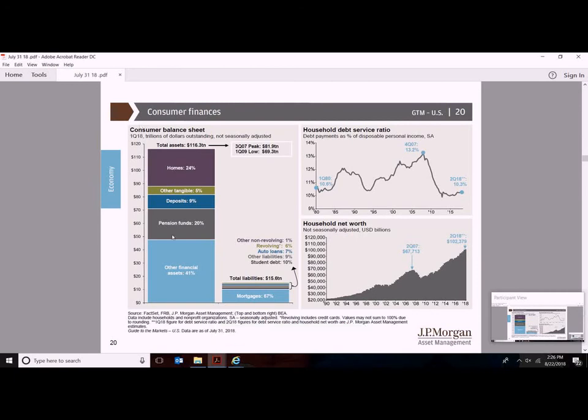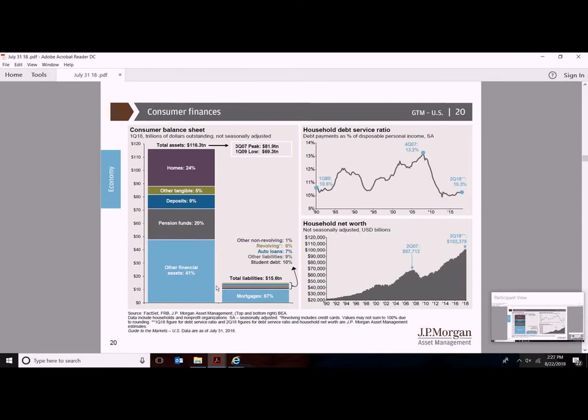Okay, so now I'm going to fast forward, jump over to the consumer side. So here, consumer finances. This is the first quarter of 2018, the consumer balance sheet. So this is total assets. Between homes, tangible assets, deposits, pension funds, which are mostly retirement-based, and other financial assets, it comes to $116 trillion. On this side, it's going to show us liabilities.